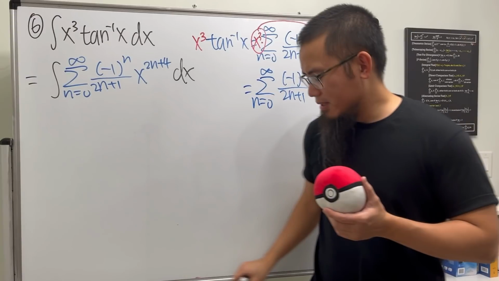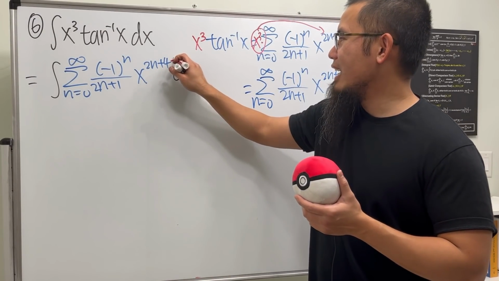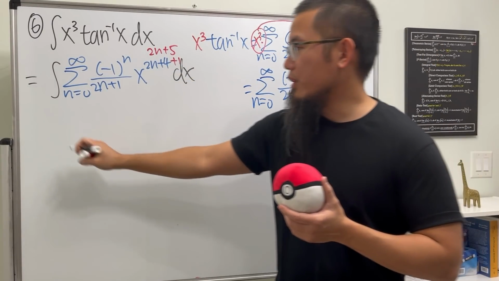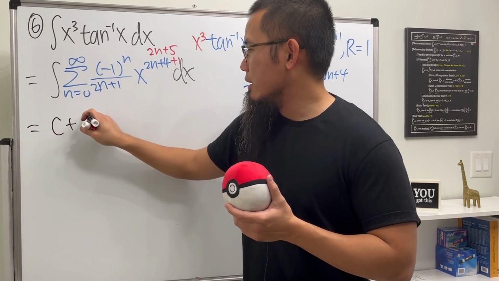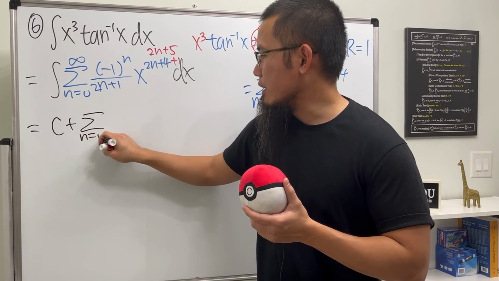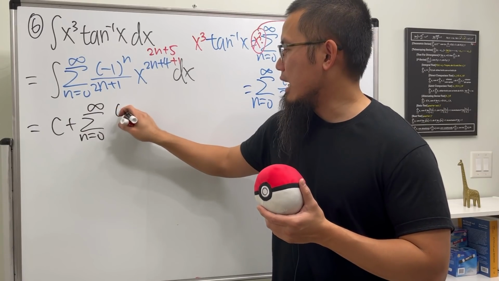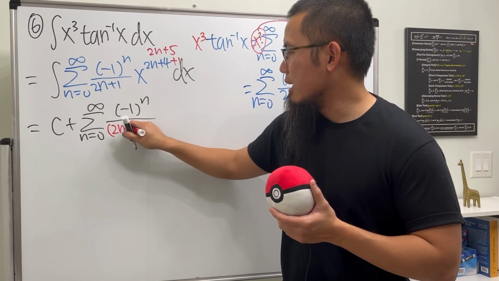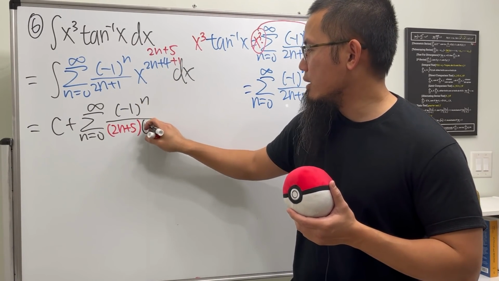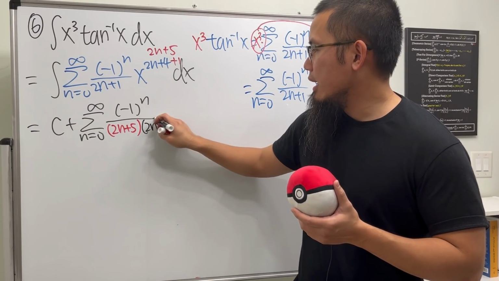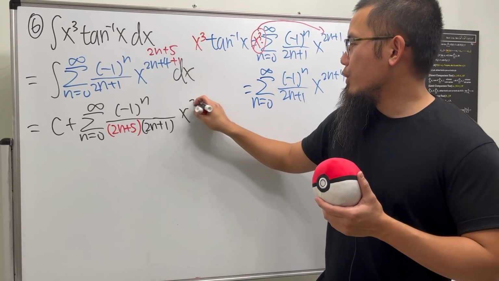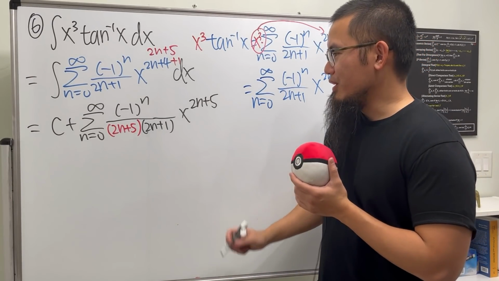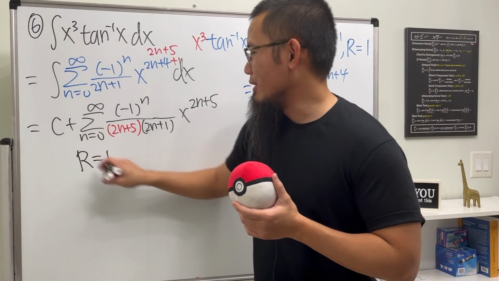Ladies and gentlemen, here is the best part. Go ahead, add 1 to the power, new power, 2n plus 5. Divide that, and don't forget c plus. And then series n goes from 0 to infinity, this on the top, over that right here, 2n plus 5, and then 2n plus 1, and then x to the 2n plus 5. Finally, just put on r is equal to 1, and then we are done.